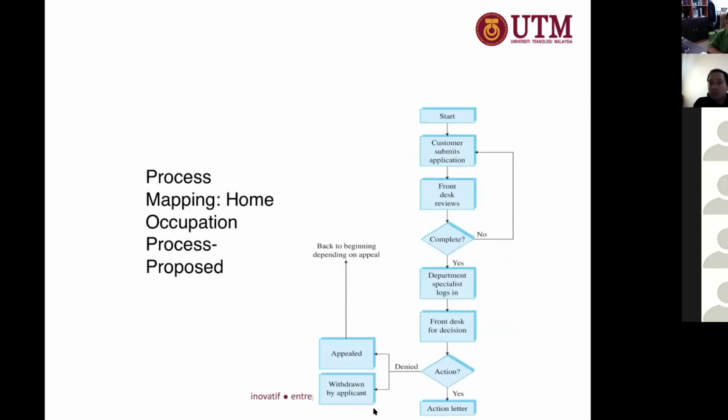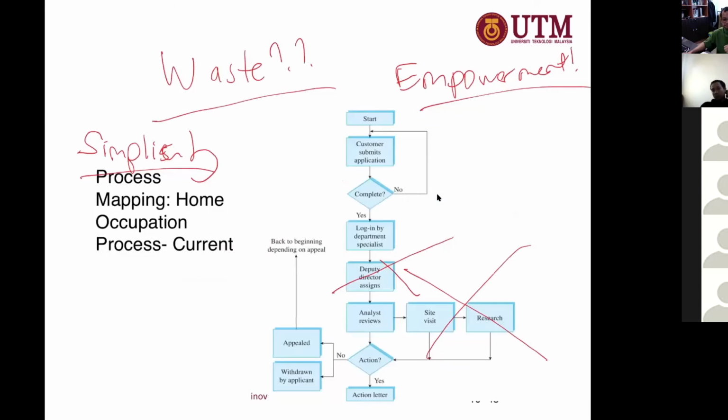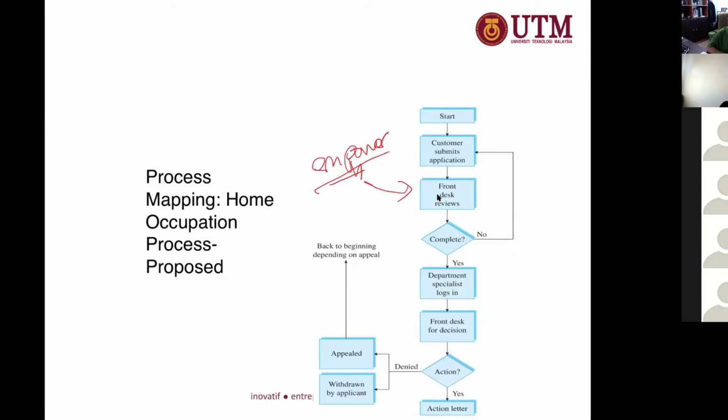So why don't we do it like this? Customer submits, we empower the front desk. Under quality management, we have to practice empowerment. Previously, everything would be decided by the deputy director. Maybe they are busy. So we empower the front desk. So education is important. Education and training. Like Dr. Deming said, we cannot just instruct our employees to do the task, but we must educate them on how to do the task. Then we can empower them.